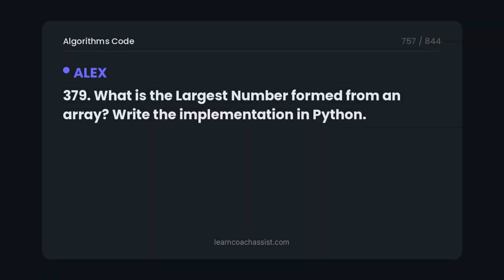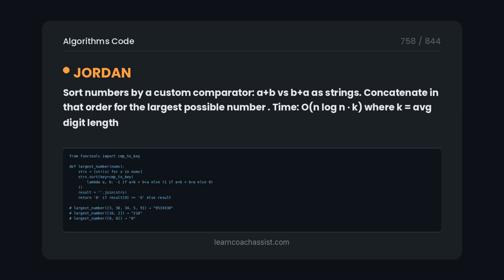379. What is the largest number formed from an array? Write the implementation in Python. Sort numbers by a custom comparator, a+b versus b+a as strings. Concatenate in that order for the largest possible number. Time O(n log n · k), where k equals average digit length.